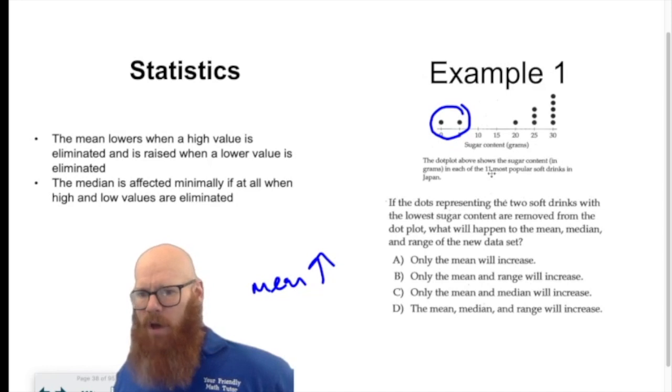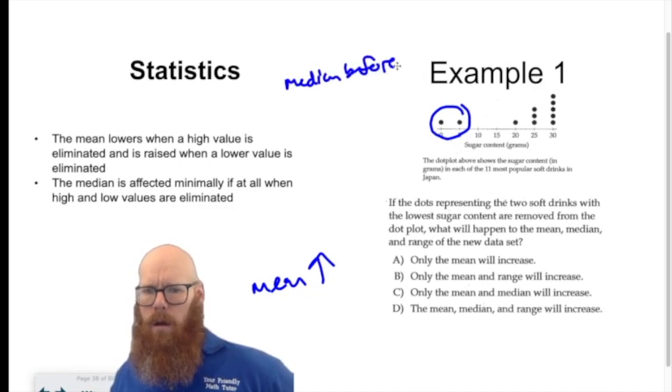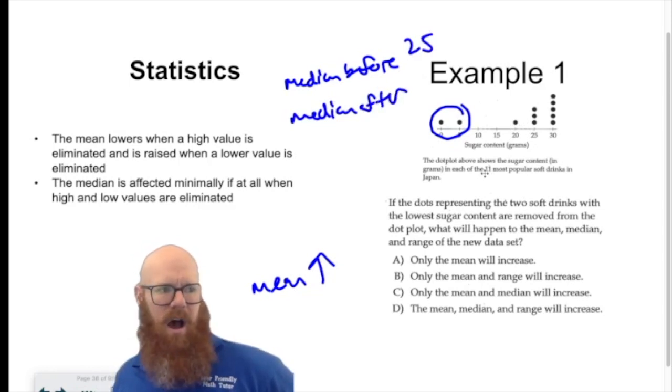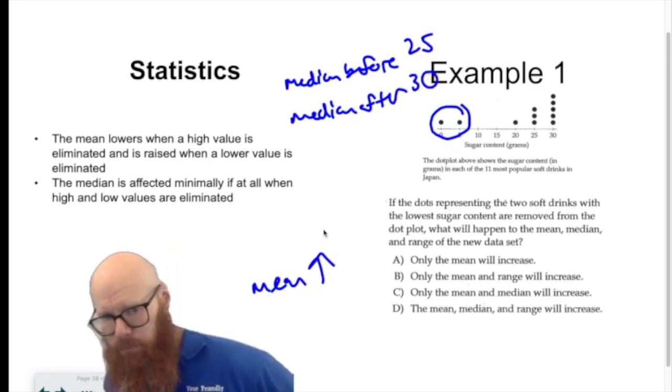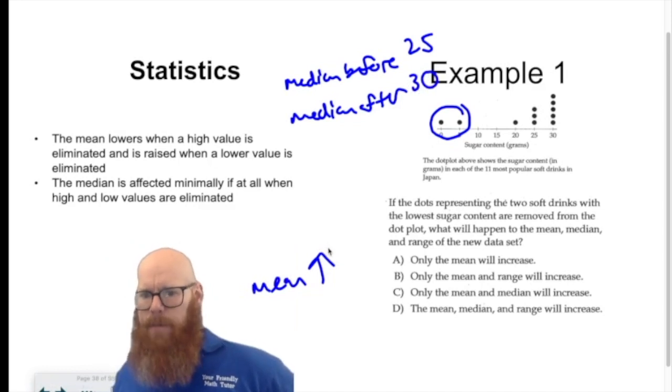So if we have 11 values, then 11 divided by 2 is 5.5 and round up to 6, so the sixth value will be the median. So the median before is 1, 2, 3, 4, 5, 6, which is 25. And the median after, if we get rid of 2, there's now 9. So 9 divided by 2 is 4.5 and round up to 5. So the fifth value will be the median. So it'll be 1, 2, 3, 4, 5. So now it jumps to 30. So now the median is bigger. So the mean and median will increase.